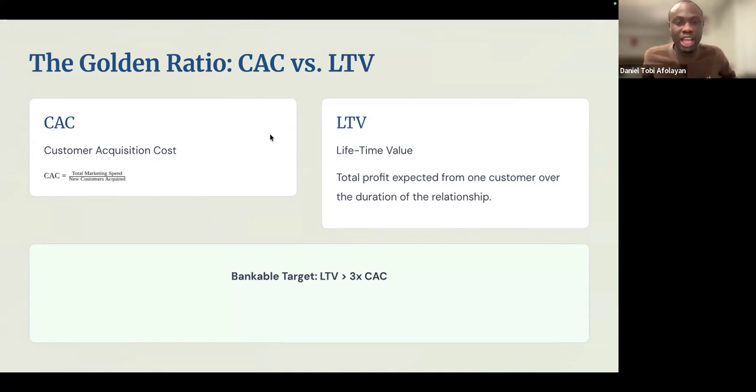Now your LTV, lifetime value. It is how much profit you are expected to get from every new customer, one customer, over the period of that business relationship. That's how you calculate your lifetime value. I don't have the formula here of the lifetime value, but I'm going to share soon.